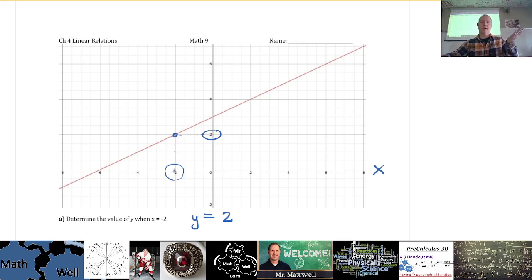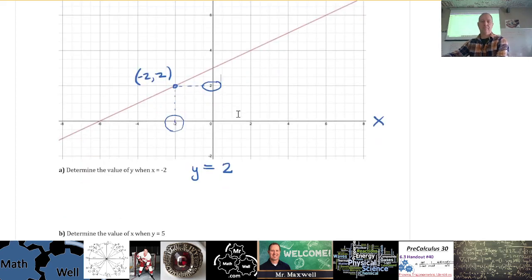Because of this, you go over to x equals -2, you go up to the graph or down to the graph, whatever you may have to do. And then what is the y value of that point on the graph? So this point is (-2, 2). See that? Any questions there? We'll get lots of exercise here with this graph, no problem.